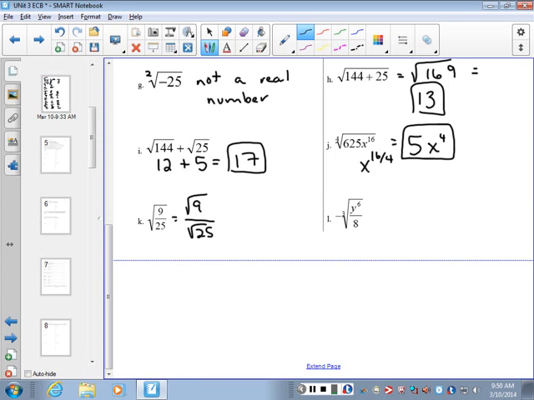So the square root of 9 is 3, and the square root of 25 is 5. So the square root of that fraction is 3/5. You just look at the numerator and denominator separately. Keep it as a fraction, because they're not always going to work out so nice.